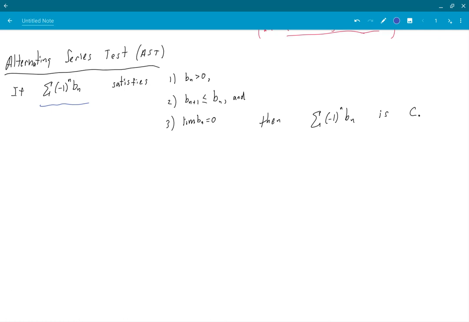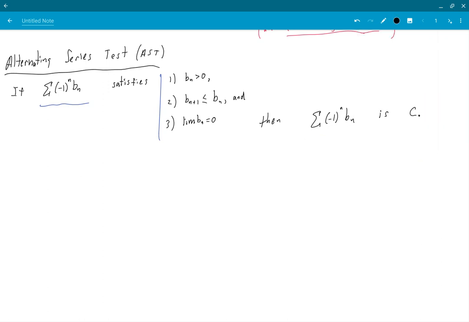So three things to check. bn, the non-alternating part, has to be positive for all n. bn has to be decreasing, or you could say not increasing. And finally, the limit of bn has to be 0. So this theorem says that in that case, the alternating series is convergent.